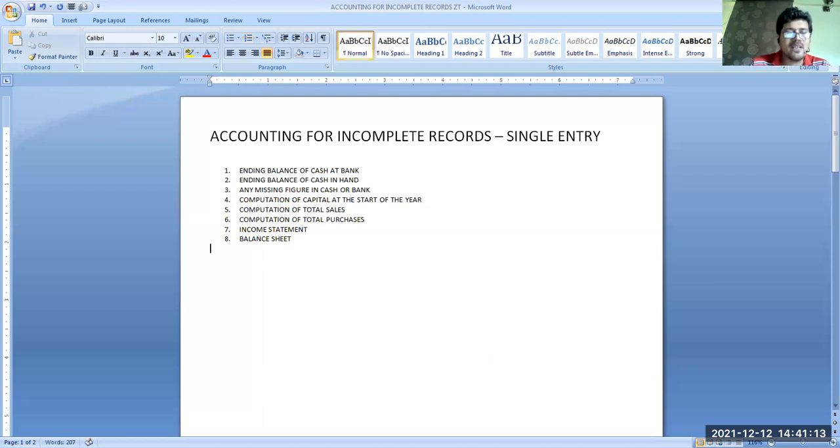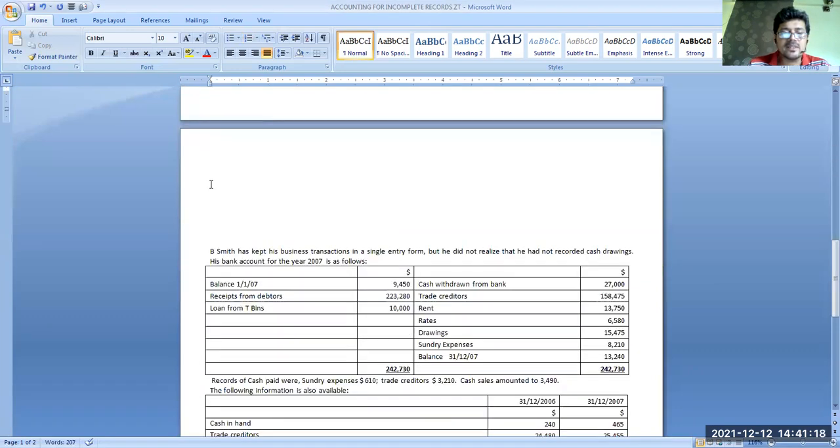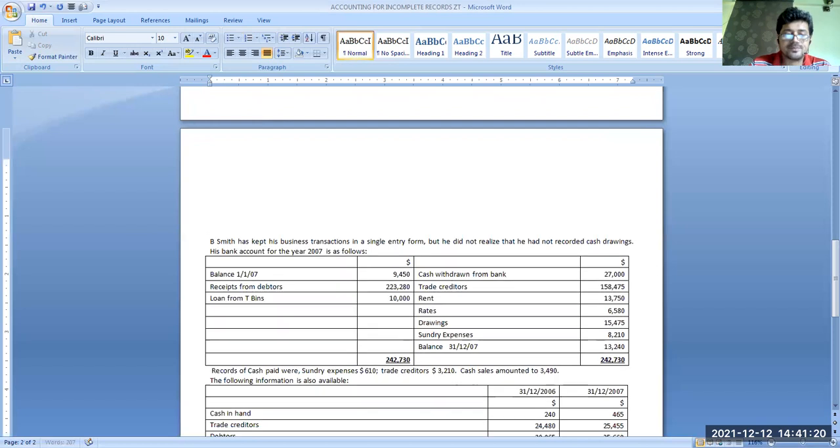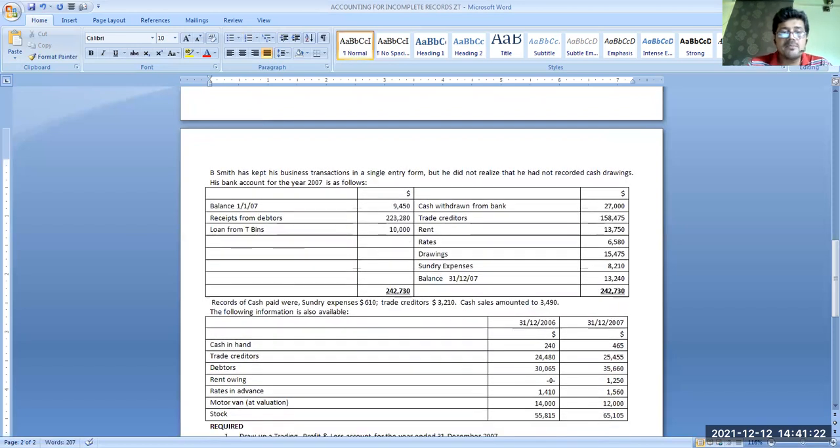Now see the question. Yes, this is the question. B. Smith has kept business transactions in single entry form, but he did not realize that he had not recorded cash drawings. See the missing figure. He had not recorded cash drawings. So the missing figure is cash drawings. Now the bank account is given, the opening balance of this cash at bank account is made by using the bank statement.